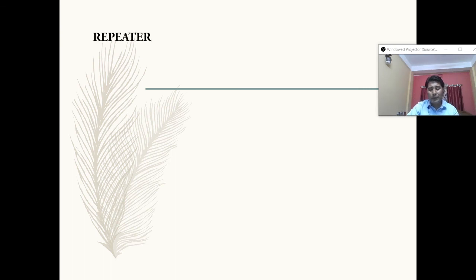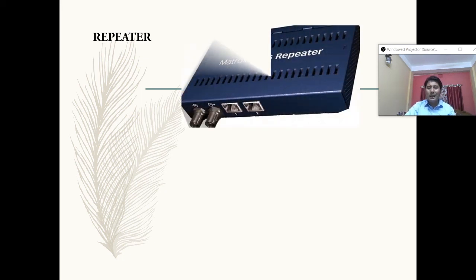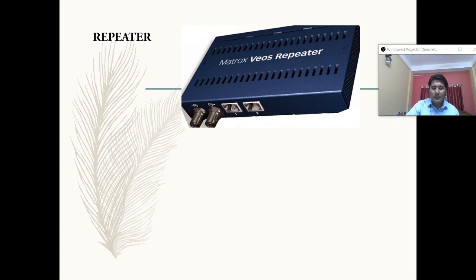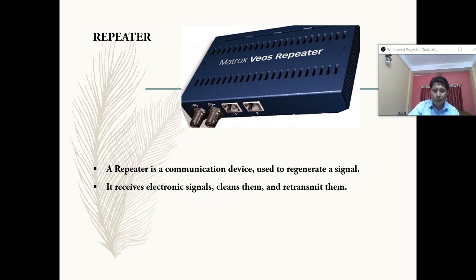Now the next networking device is the repeater. As the name suggests, repeaters are used to retransmit the signal. The best example of the repeater is the television cable network, where at different places after a particular distance you can see this kind of device installed, so that the next cable is attached at certain points and the data can be retransmitted. So we call this a repeater. A repeater is a communication device. It is used to regenerate the signal. Regenerate means retransmit the signal.